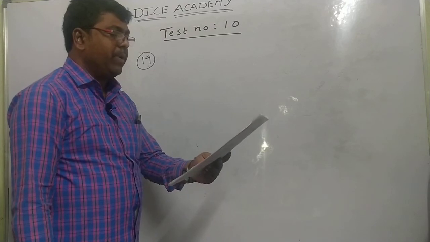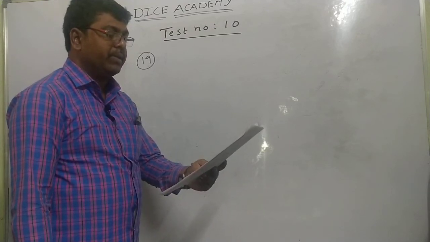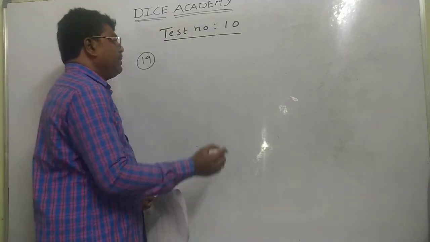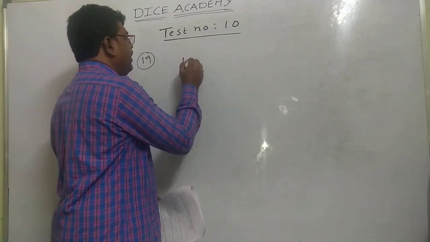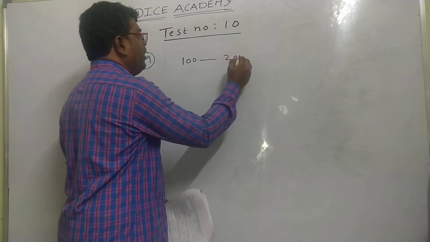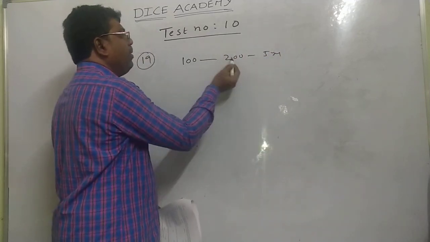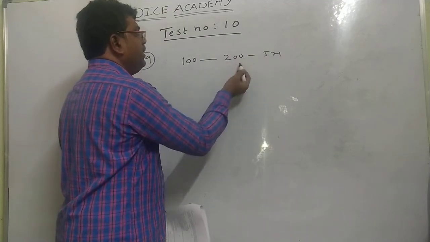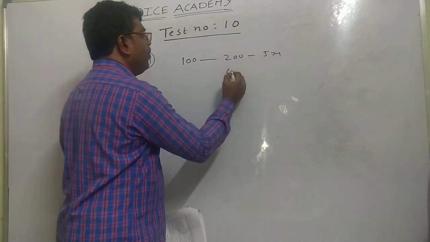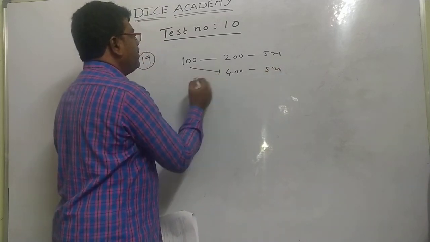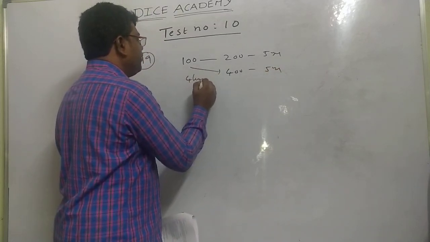A certain sum of money invested at a certain rate of compound interest doubles in 5 years. In how many years will it become 4 times? See, initially let us assume the sum is 100. It becomes double, 200, in 5 years. This 200 becomes double once again, 400, in another 5 years. So 100 becomes 4 times.